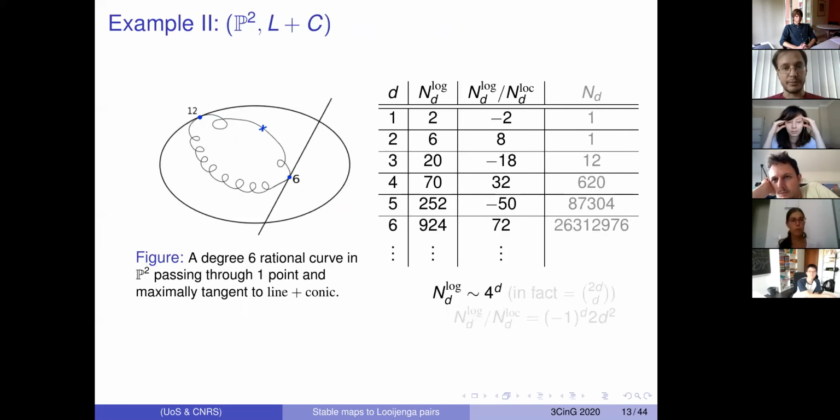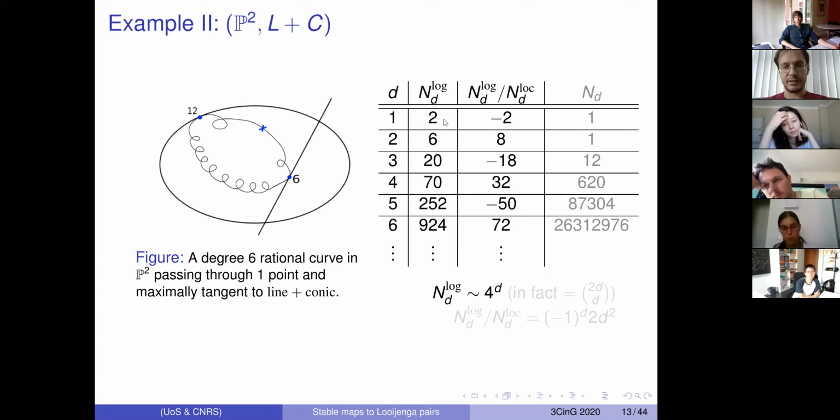For example, my running example throughout this talk will be the plane with a line and the conic as two reducible components for D. And we can compute these numbers, and one of the outputs of this talk will be to give a closed formula for this calculation.